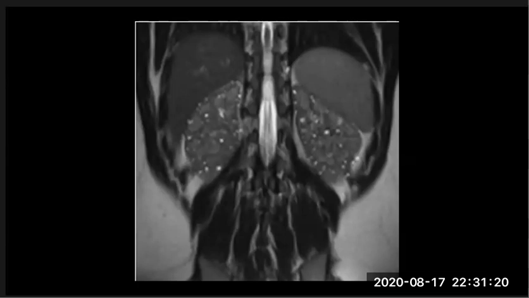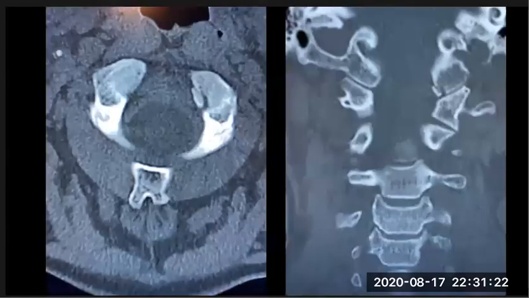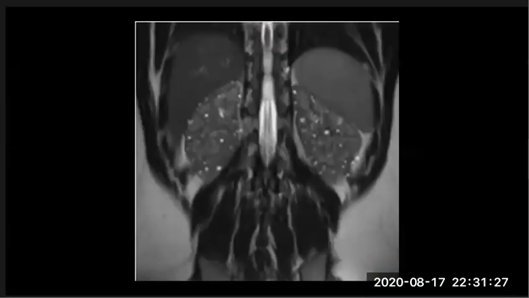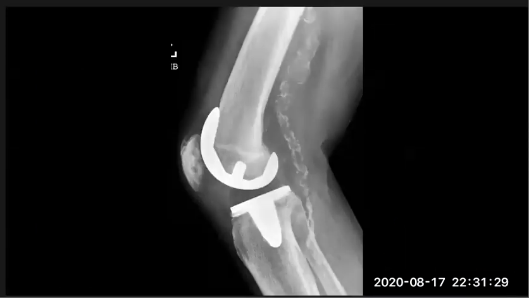And we move to the last case. Okay. Sorry. What happened? Okay. This is our last case for today. Okay, describe the findings. Very good description.